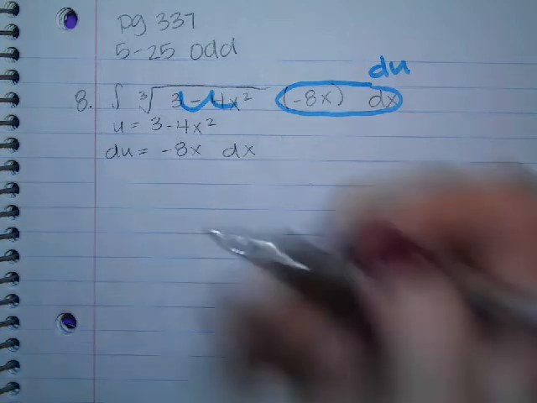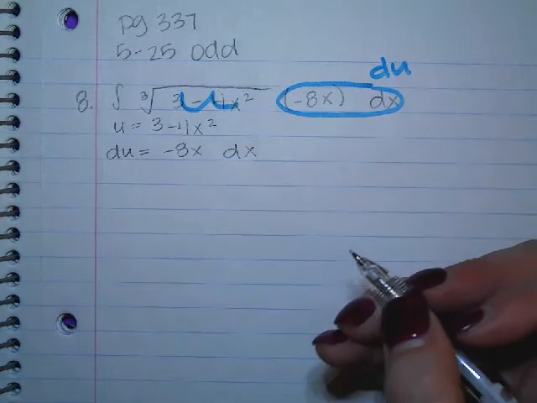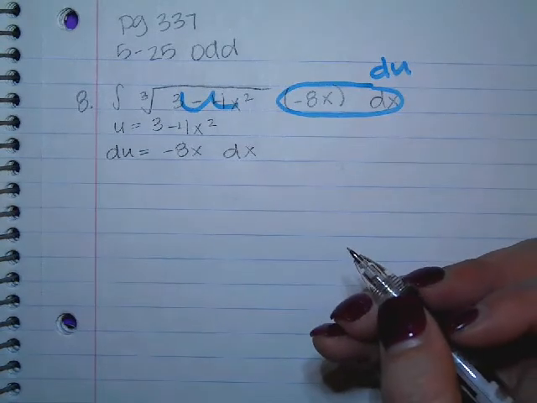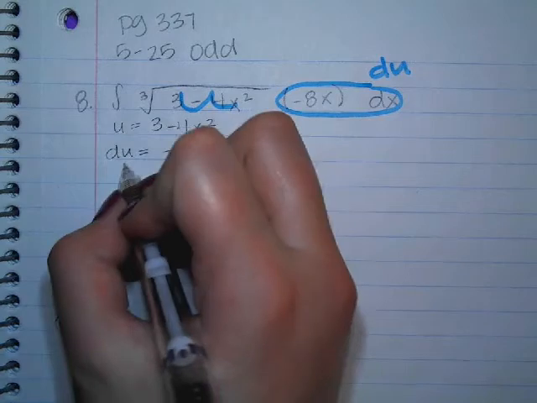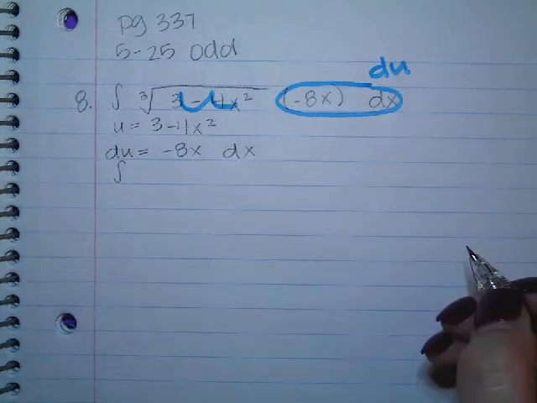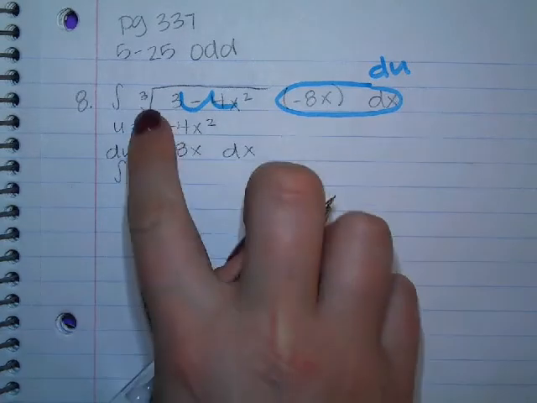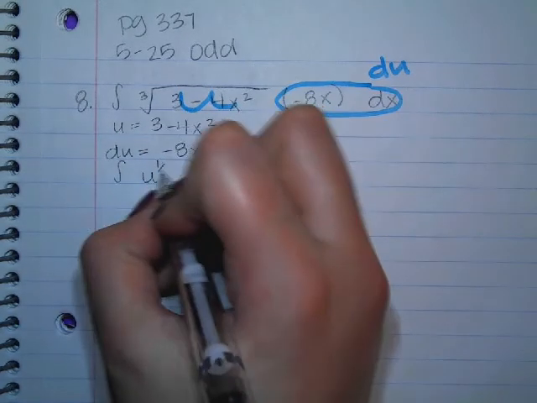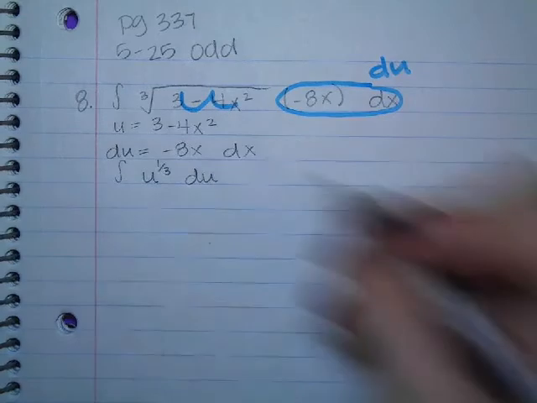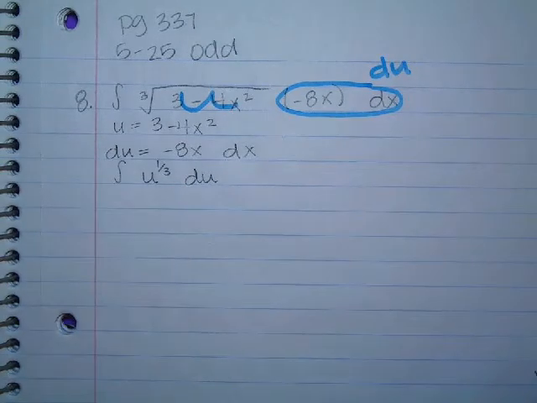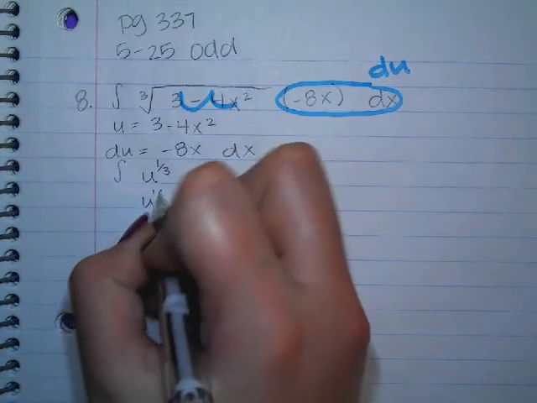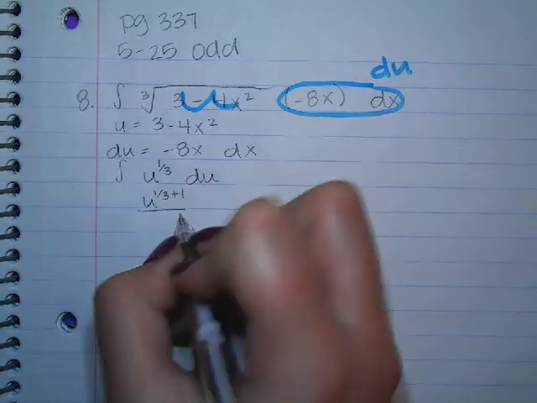All right, so what do we have now? The integral of u cube root. I'm going to write u to the 1/3. Are you guys okay with that? Okay. So now what do I do? Add 1. Divide by that.